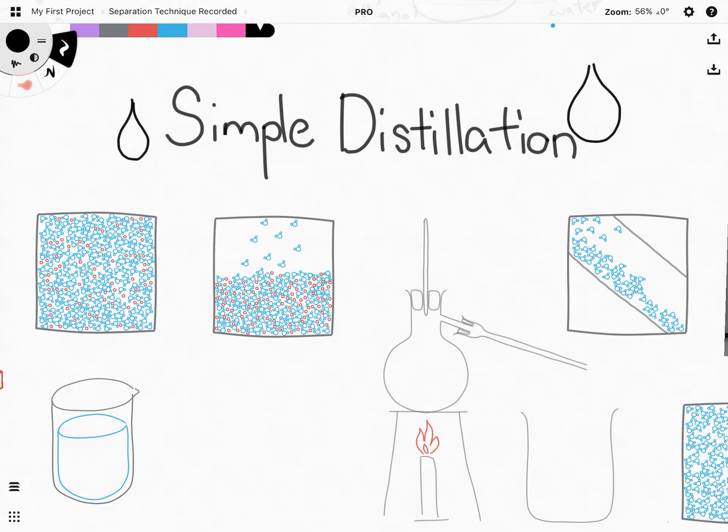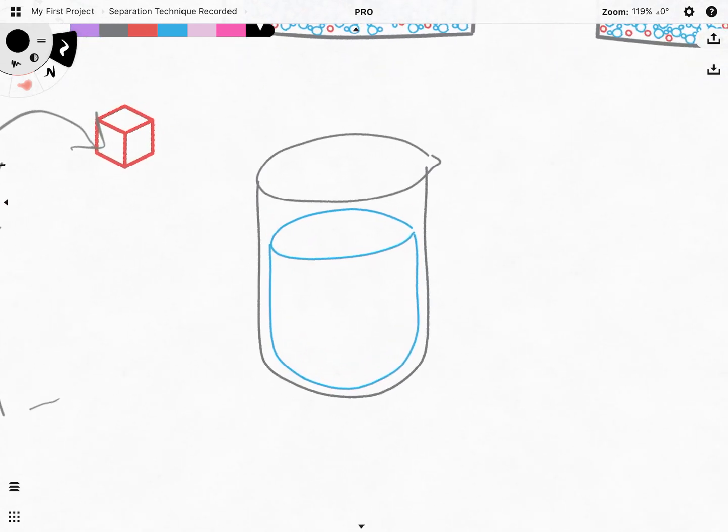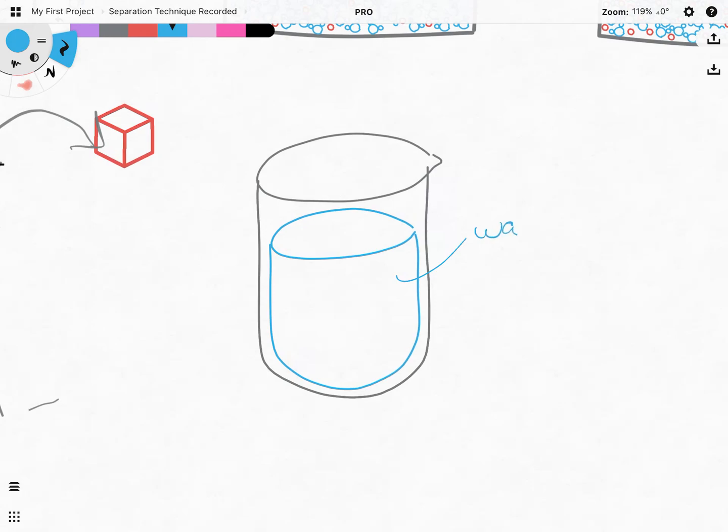When do we use simple distillation? Well, let's go back to our previous example where I had a beaker of water. Here I have a beaker of water. Water is also what we know of as a solvent. That means it's able to dissolve substances. Let's go back to the example of table salt. Table salt is a crystal. It is a solid. If I were to put it in water, it is able to dissolve in it.